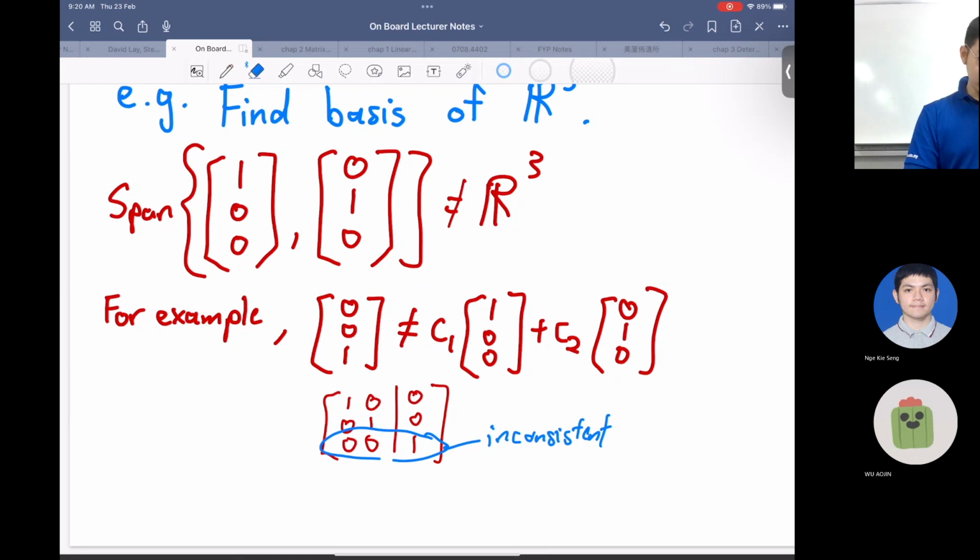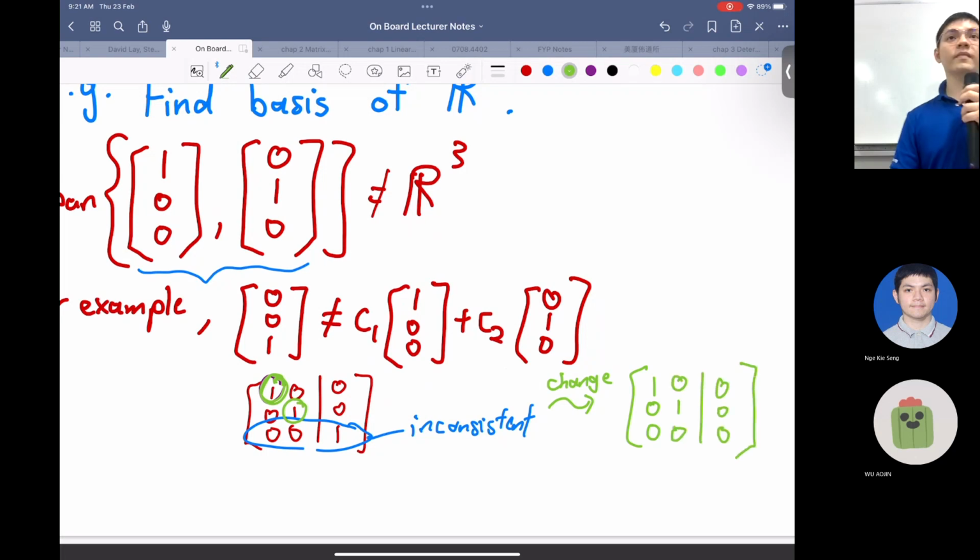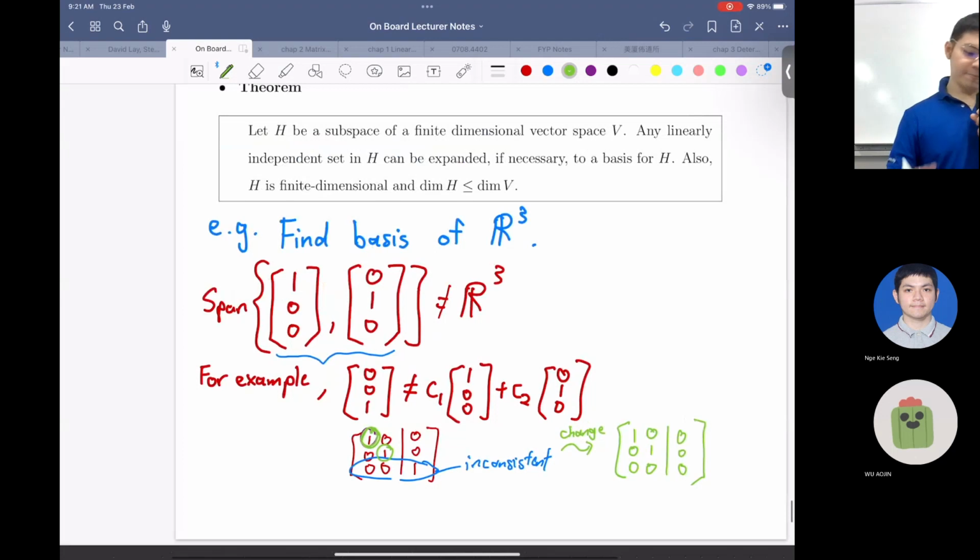So can you see if these two are linearly independent or not? Okay, they are linearly independent, right? Why? Because there is a pivot in every column. So it's one to one. If you change the matrix to solve the homogeneous equation, it is the trivial solution, right? Okay, this is everything you have learned. So the theorem says if it does not span, expand it.